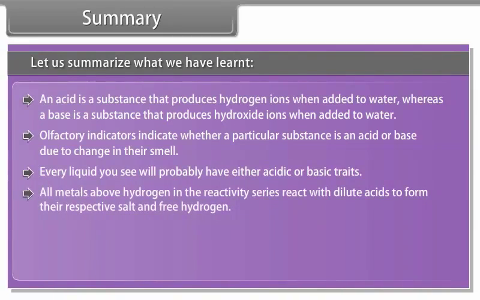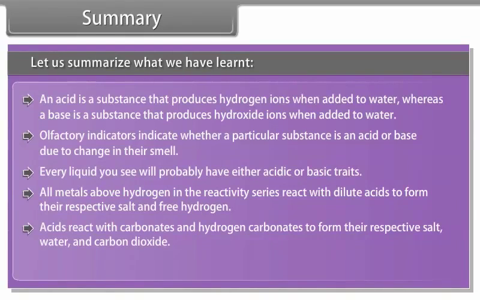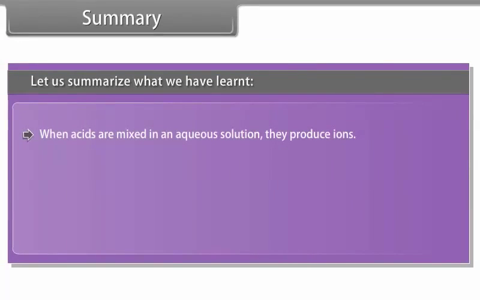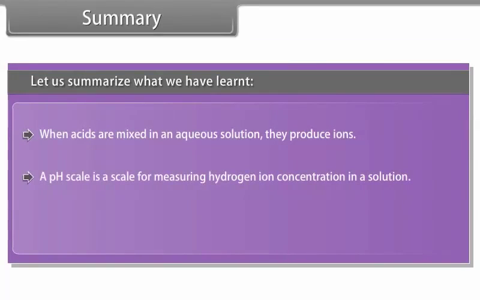All metals above hydrogen in the reactivity series react with dilute acids to form their respective salt and free hydrogen. Acids react with carbonates and hydrogen carbonates to form their respective salt, water, and carbon dioxide. Acids and bases are the chemical opposites of each other. When acids are mixed in an aqueous solution, they produce ions. A pH scale is a scale for measuring hydrogen ion concentration in a solution. Salts are formed from the reaction between acids and bases.